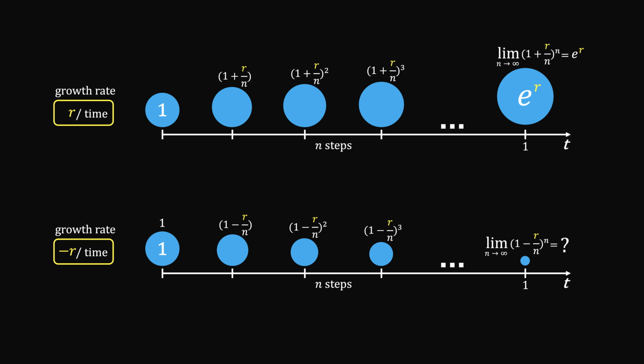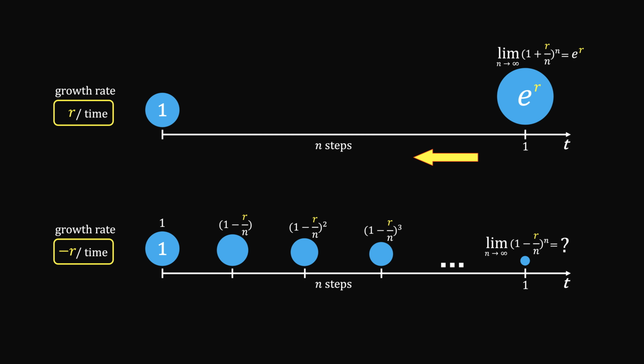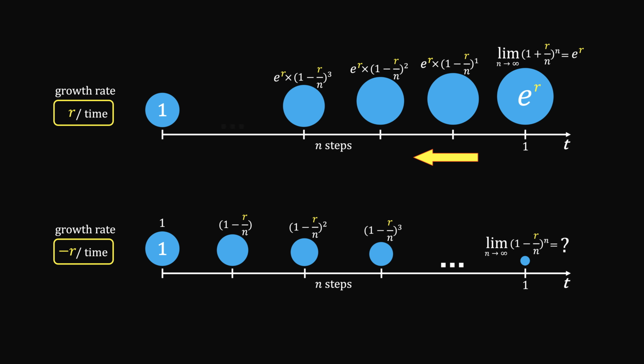Again, I'm using an intuitive way to deal with this. Let's think of the growth problem in a reverse direction, starting from e to the power of r, so that each tiny interval it shrinks by r over n. Going all the way to the beginning, it becomes e to the power of r times this term. It should equal 1, right? So that means the limit of this guy would be 1 over e to the power of r. It can be represented as e to the power of minus r.